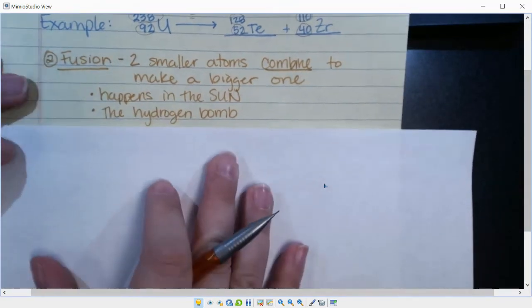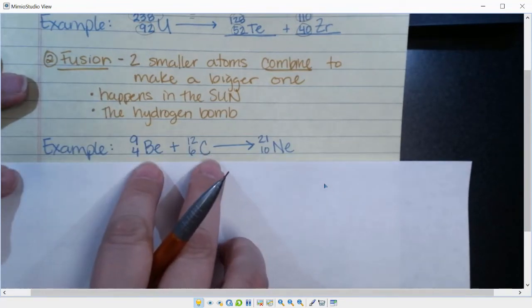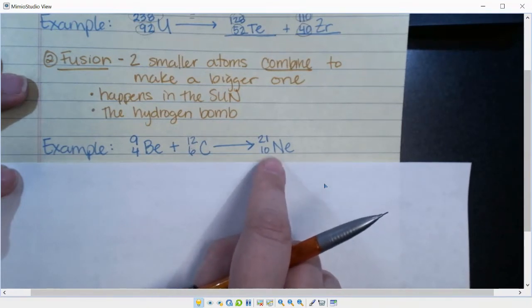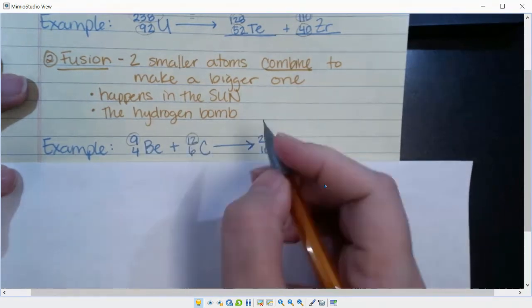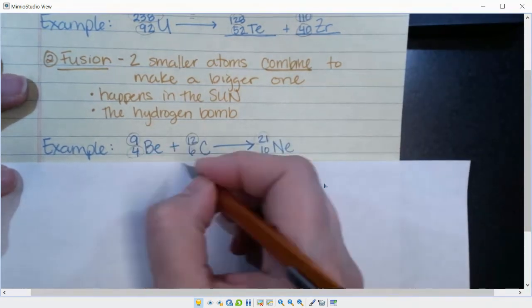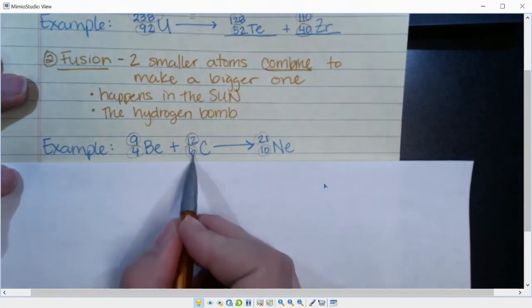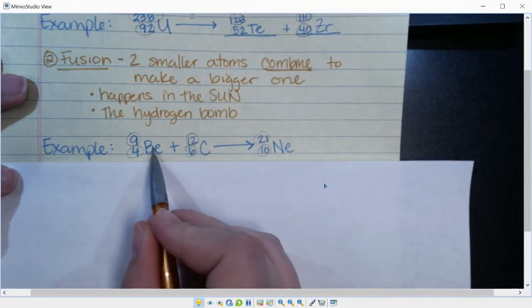energetic process. And an example of that is if I have two smaller atoms and I cram them together, I can produce something bigger or something heavier. And again, same story. The numbers on the top have to add to equal each other. Numbers on the bottom have to add to equal each other. And then I would use that atomic number on the bottom to predict from the periodic table what elemental symbol.